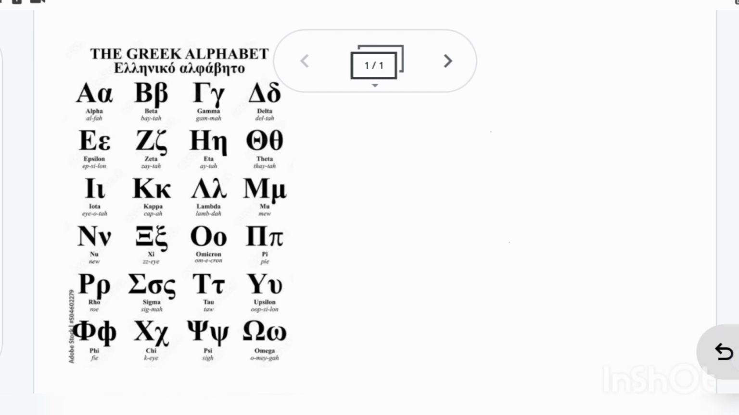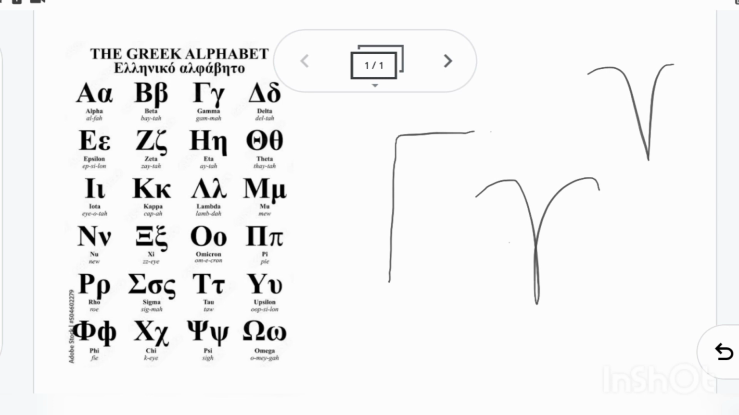Now capital gamma looks like a half T, which is not usually seen though, and the small gamma looks like this. Some people write like this, some people write like this. So anything is okay with you, but the thing is you should understand it.